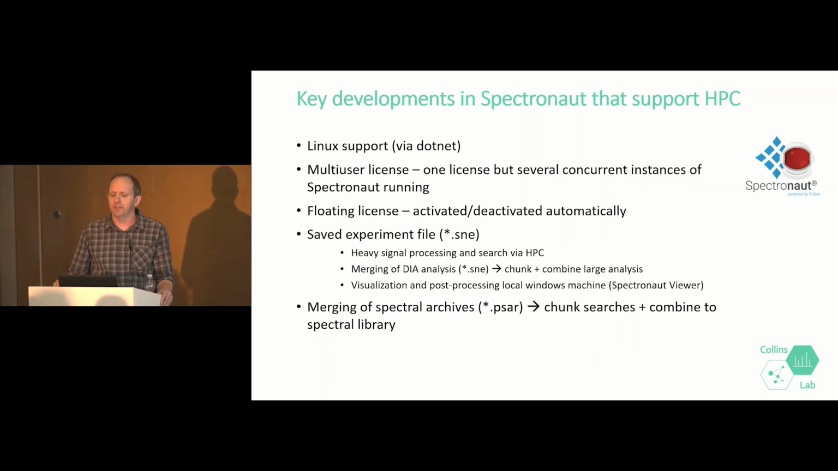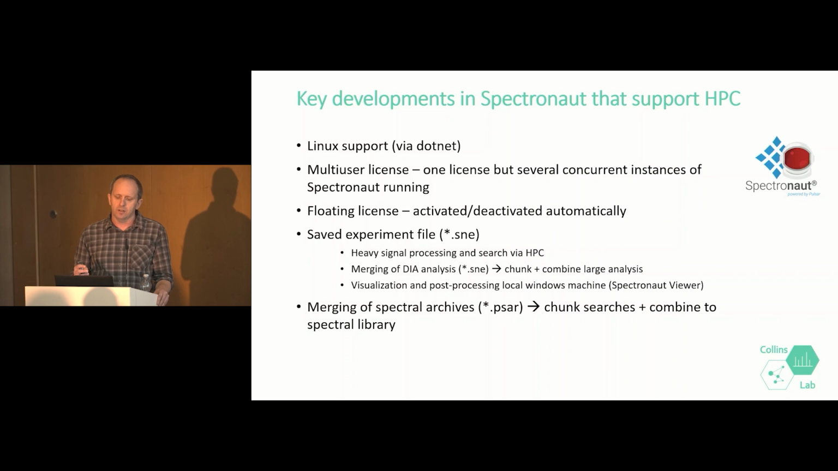So I think there have been some key developments in Spectronaut over the last few years. Some features are older, some features are newer, that are allowing us to generate these workflows. The most important one is Linux support via these .NET libraries that came in the last year or a little bit more. This is crucial because the majority of these HPC centers are working on Linux. Also very useful is the possibility to get a multi-user license. So you would have one license key, but are able to run several concurrent instances of Spectronaut on, for example, different compute nodes. This is now a possibility.